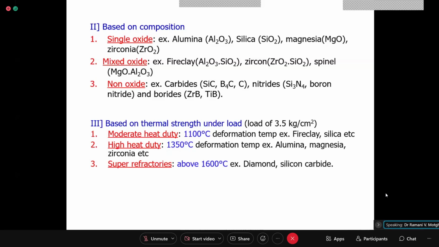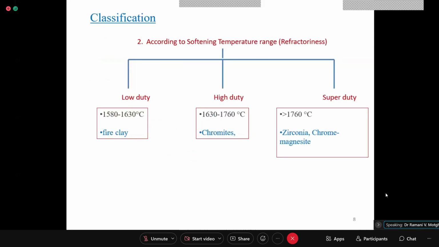Apart from that, we see that based on thermal strength, now based on refractoriness also you can classify. The next slide is there, but this is thermal strength under load. When you talk about thermal strength under load, they are classified as moderate and high and super refractory. Then based on softening temperature or refractoriness, low duty, high duty, and super duty.